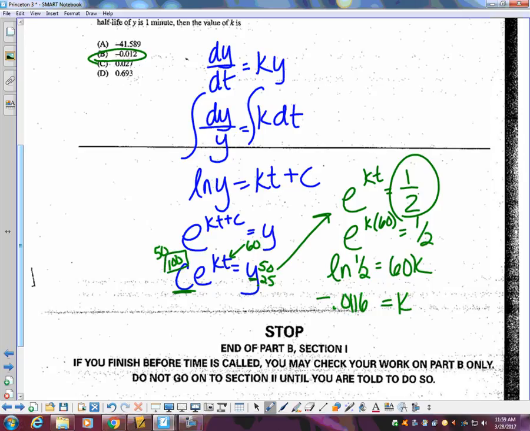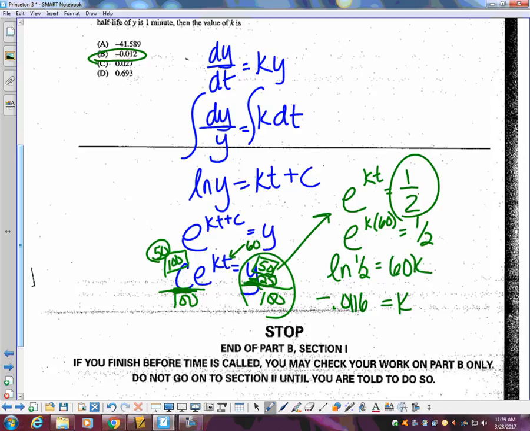If I start with 100, then after 60 seconds, I'm going to have half that, 50. And then if I divide both sides by 100, this value over here is going to be a half. If I started with 50, I'm going to end up with 25. Divide the 50 over, I still have a half. So it doesn't matter what your C is and what your Y is. The point is that when you divide it over, you're going to have a half because it's a half-life.